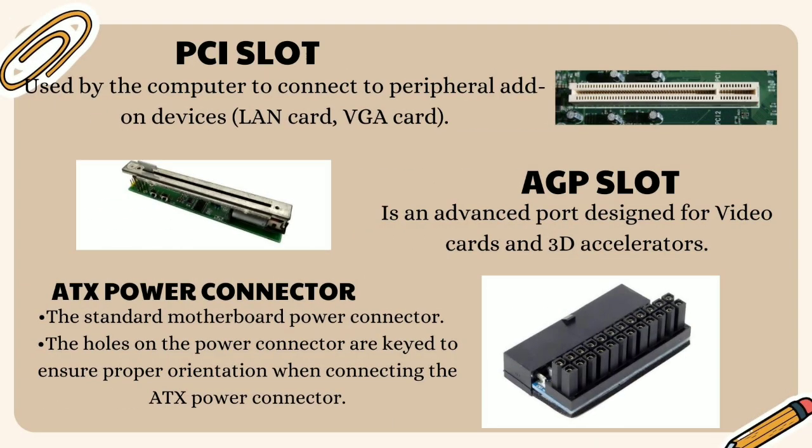PCI slot is used by the computer to connect peripheral add-on devices, such as a LAN card or VGA card. AGP slot is an advanced port designed for video cards and 3D accelerators. ATX power connector is the standard motherboard power connector. The holes on the power connector are keys to ensure proper orientation when connecting the ATX power connector.